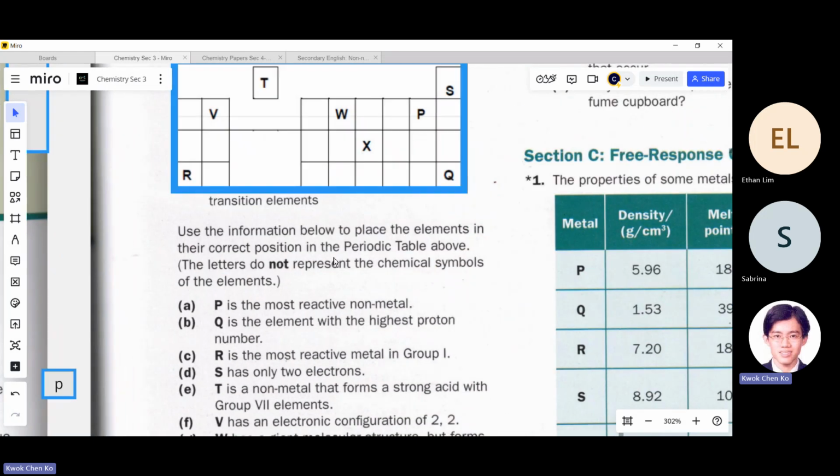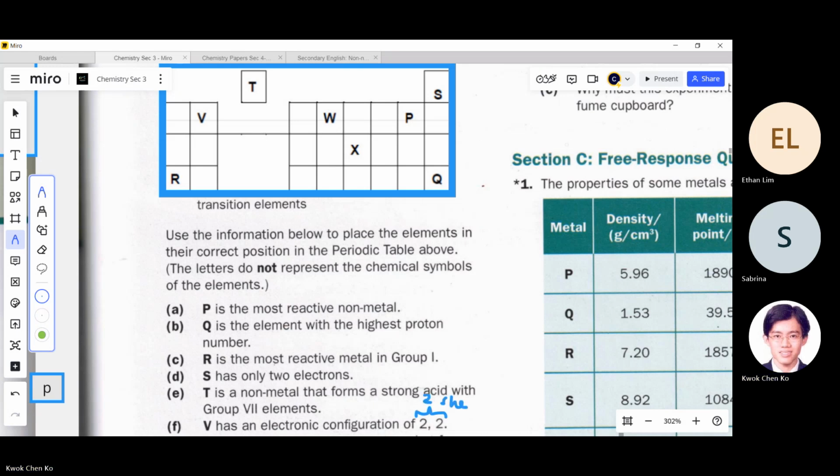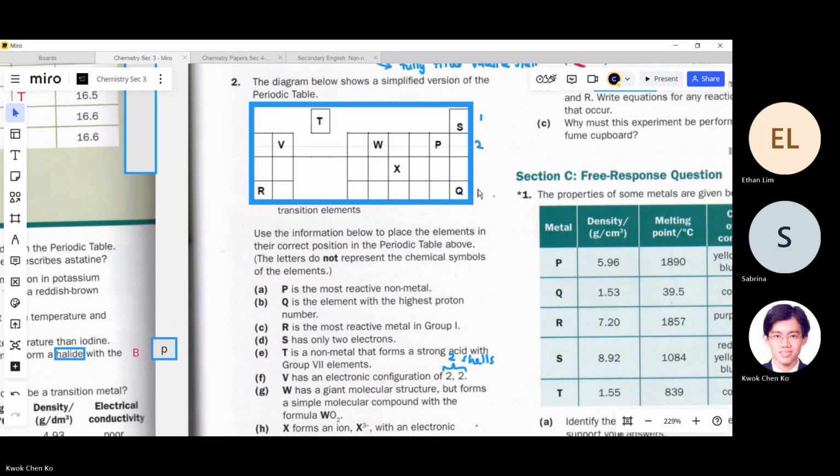Okay, let's take a look at V. V is an electronic configuration of 2, 2. 2, 2 means what? It has 2 valence electrons. And because 2, 2 means 2 shells, 2 shells means period 2. This is period 1, this is period 2. And of course, 2 valence electrons means group 2. This is group 1, this is group 2. Okay, so 2, 2 must be here. Okay, Ariana, try not to get it wrong.